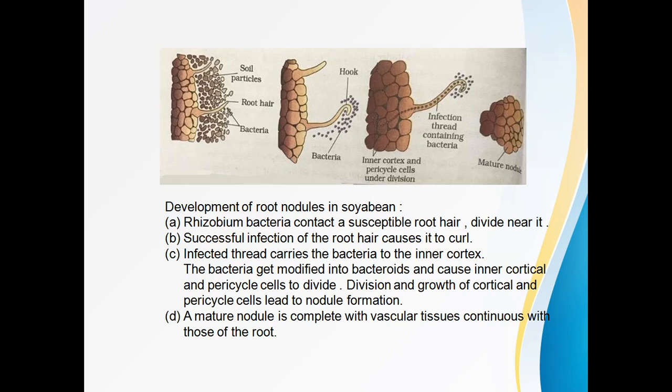This is nothing but the infection thread containing bacteria. It has the bacteria inside the root hair. So bacteria enter into the inner cortex and pericycle cells under division, and it is producing this nodule.